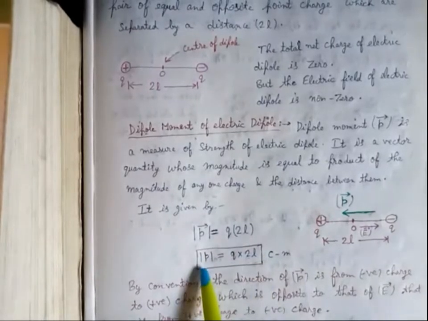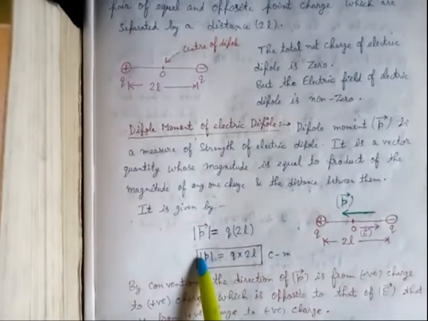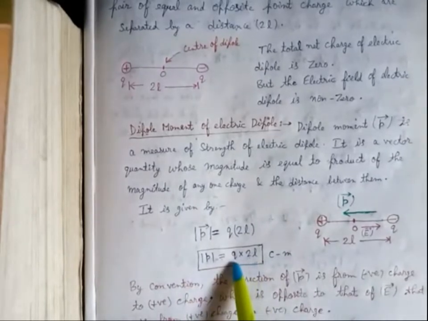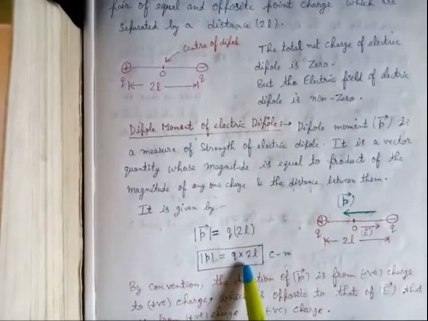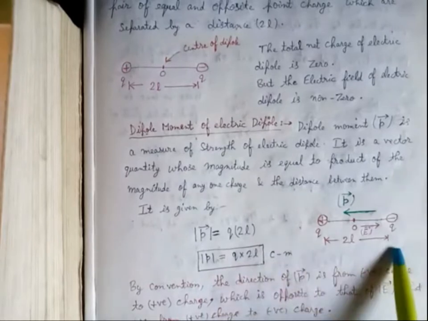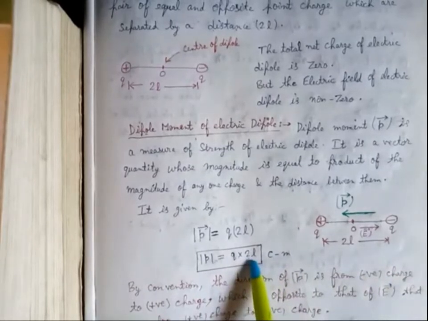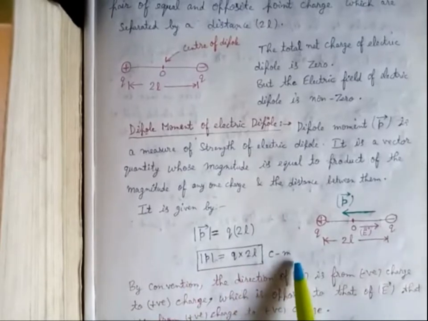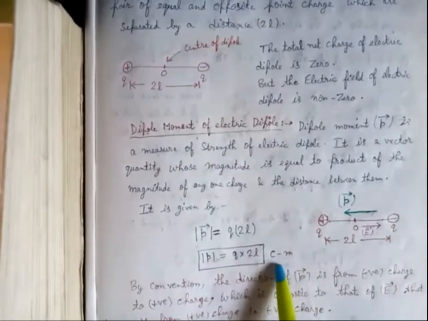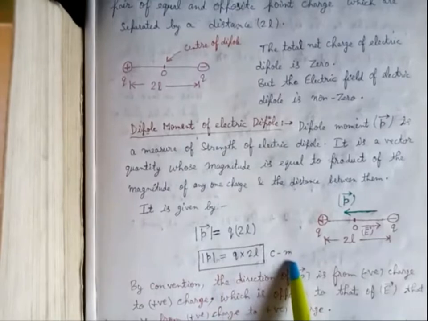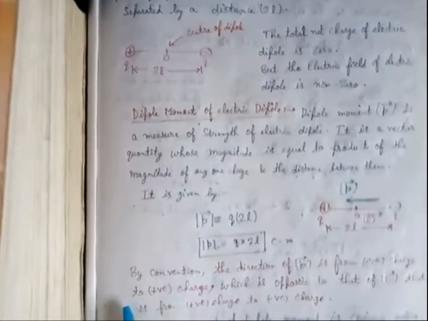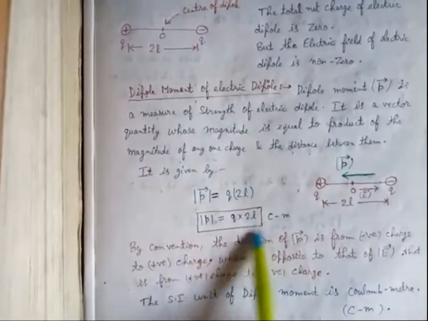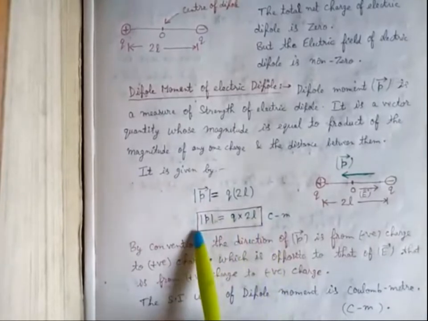So the magnitude of the dipole moment is the charge Q multiplied with the distance of separation, that is 2L. So the unit of this dipole moment will be coulomb into meter. For charge, unit is coulomb. For length, unit is meter. So now this is the magnitude part of the dipole moment.